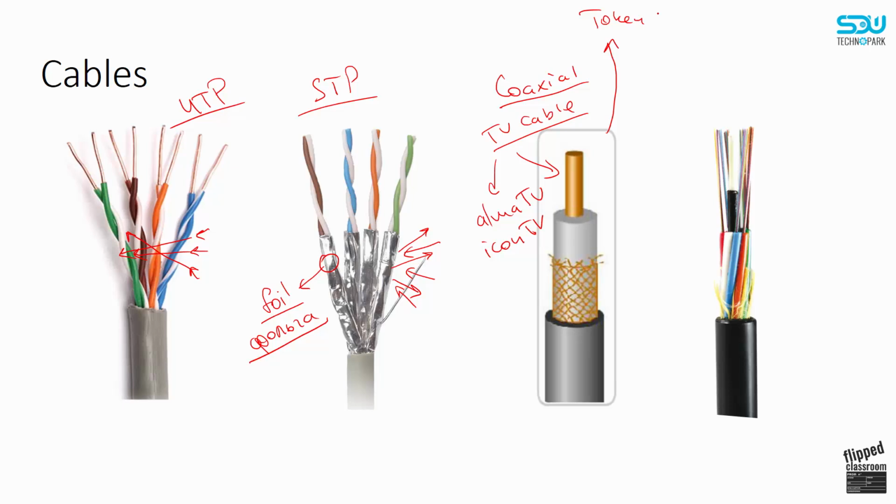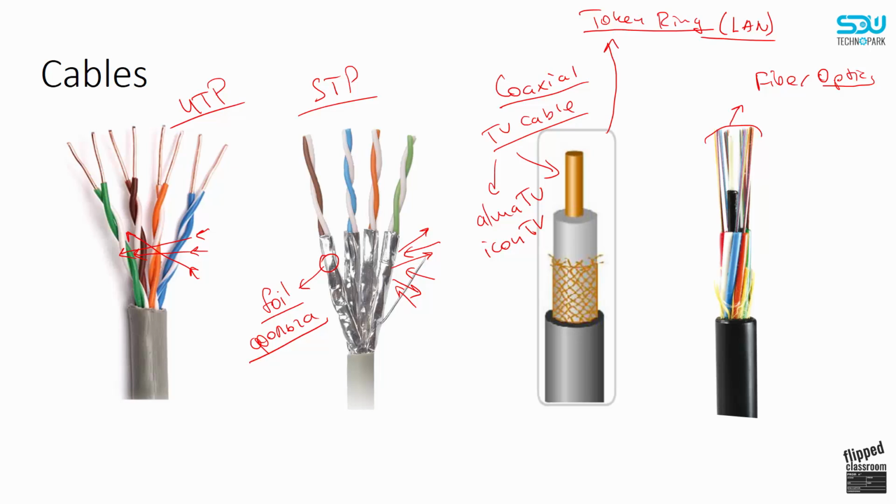It is old technology which was used previously in local area networks, and nowadays it's not often used in computer networks. And also we have another type of cable. This is the fiber optics cable.